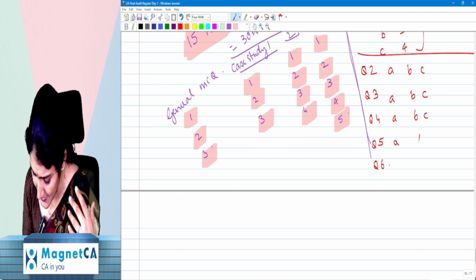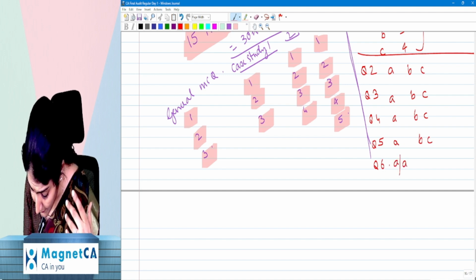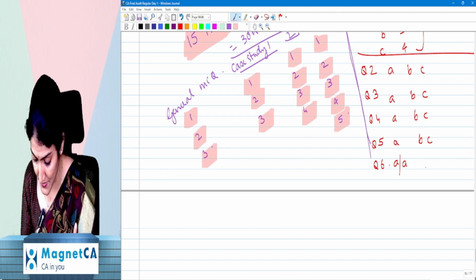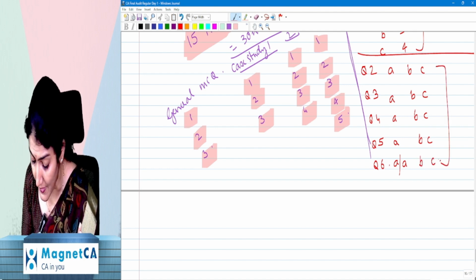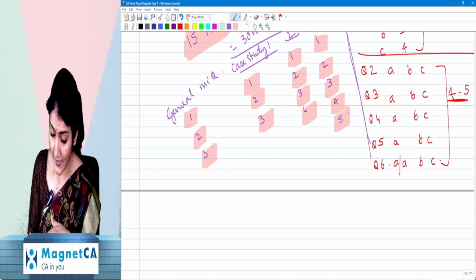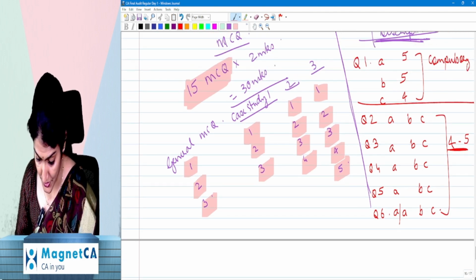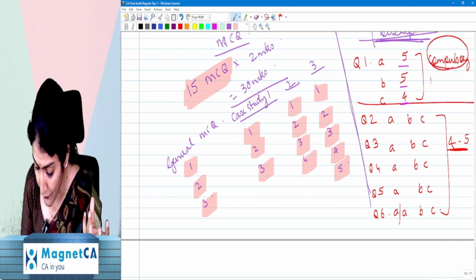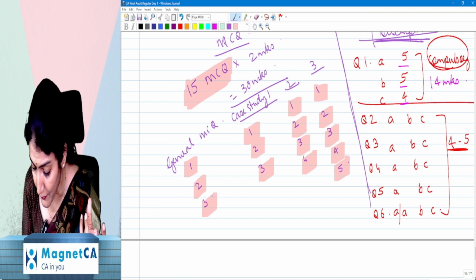They can change that a little bit internally. Here you have an internal option in question number 6. In A you have 2 options, any one of them. And then you have to opt for any 4 out of these 5 questions. So this is the compulsory question: 5 plus 5, 10, and plus 4, 14. That is 14 marks of your paper.